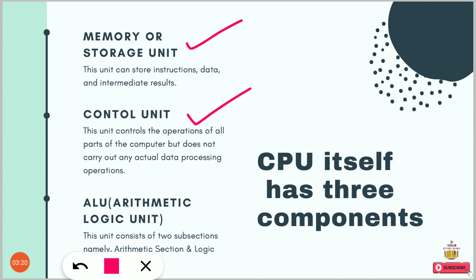Now ALU. What is ALU? This unit consists of two subsections, namely the arithmetic section and the logic section. It performs all the calculations and logic operations in this particular unit.